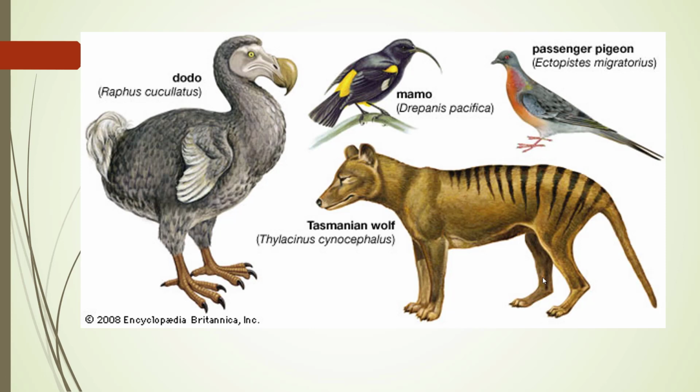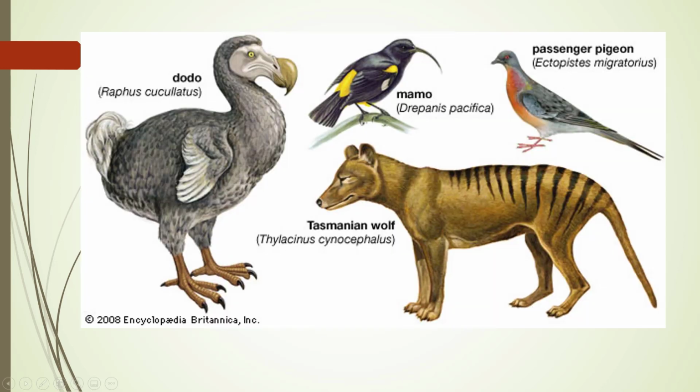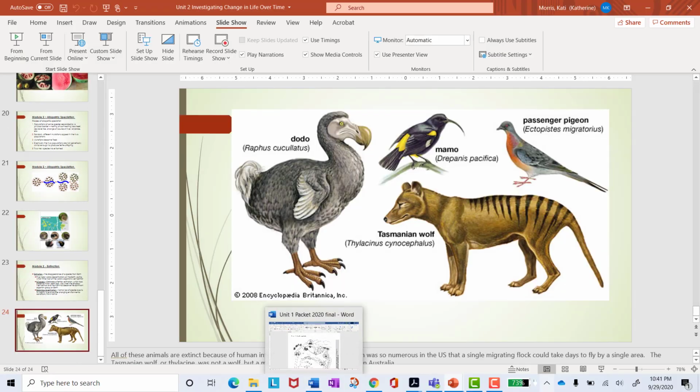So do realize that although, again, background extinction is normal, humans are driving extinction of species now, and kind of leaving a hole in food webs and ecosystems. So that is the end of our presentation.